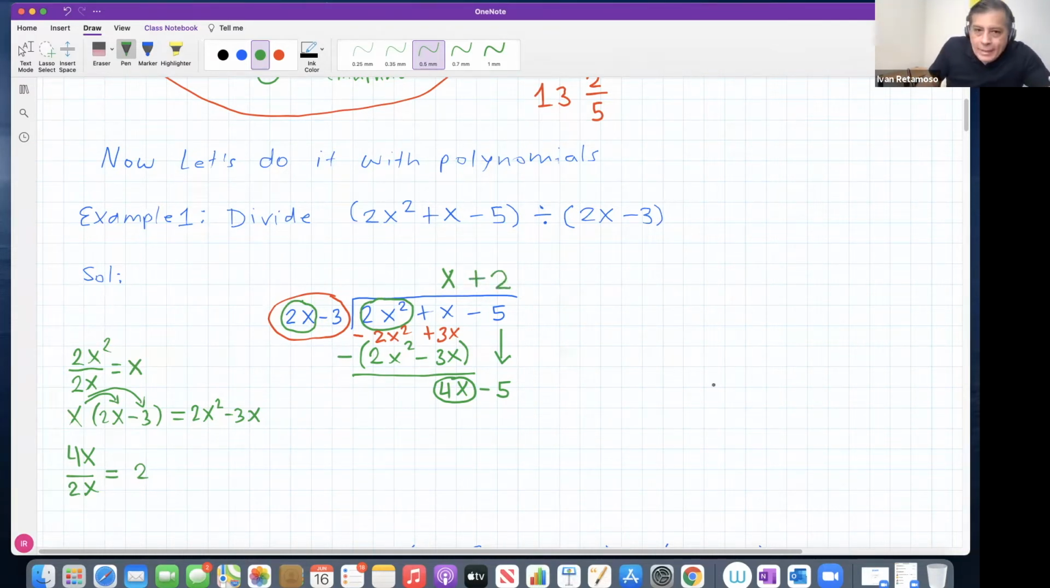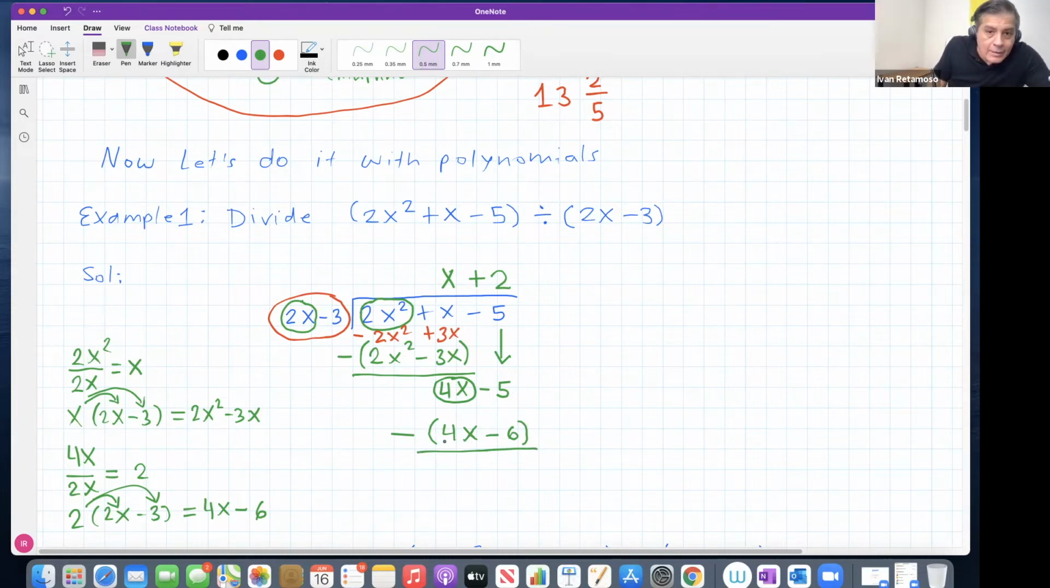Very good. Now, this plus 2 must be multiplied by the divisor, by 2x minus 3, right? So let's do that here. 2 times 2x minus 3. What is that? Well, 2 times 2x, 4x. 2 times 3, 6, but negative, right? Negative 6. And this guy should be written below this binomial, right? In order, look here, 4x minus 6, right? And just like we did with numbers, we're supposed to subtract now this guy from this binomial, right? And get our difference here.